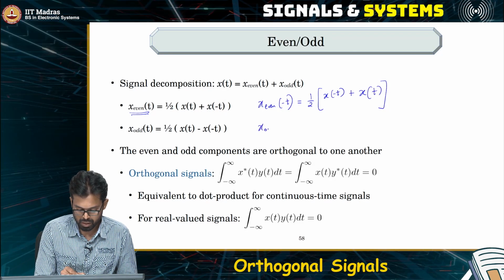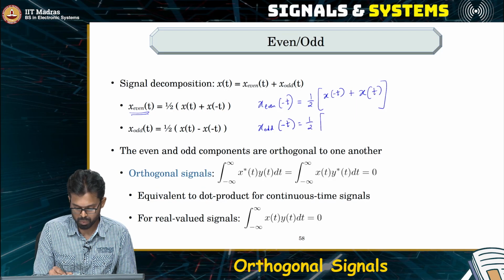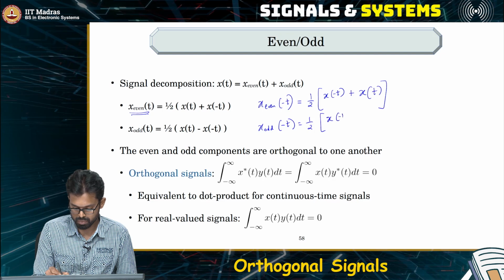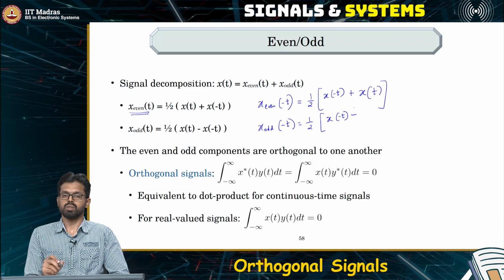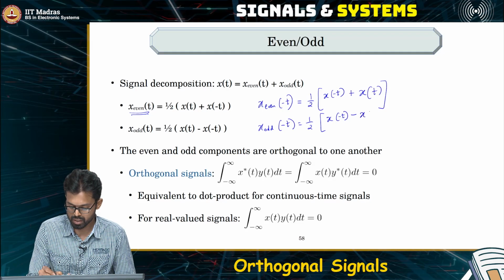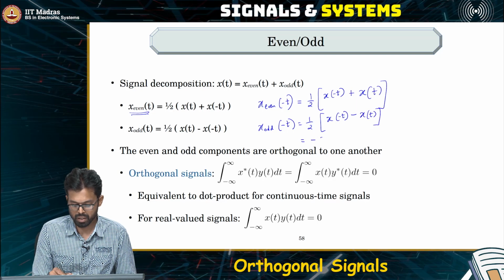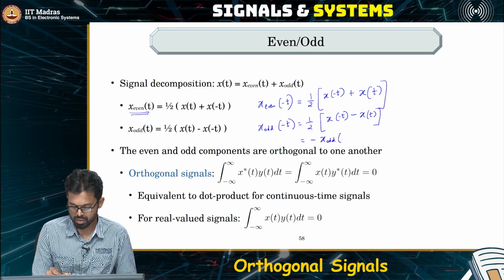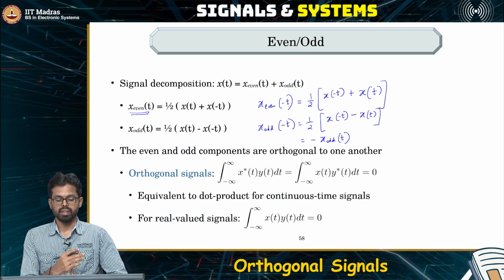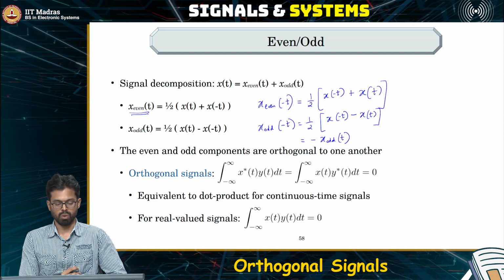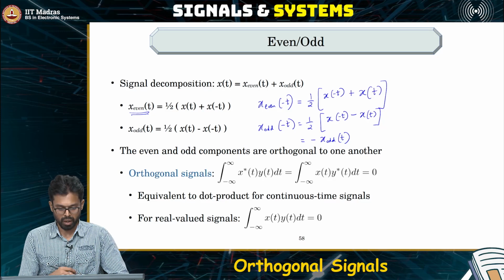And do the same thing for odd. We see that we get x of minus t plus, minus x of t, which is equal to minus of x odd of t, and hence this satisfies the odd symmetry property. So every signal in this fashion can be decomposed into an even part and an odd part.